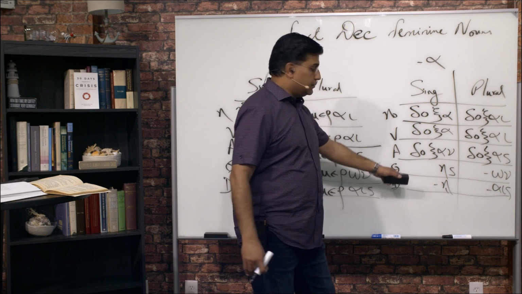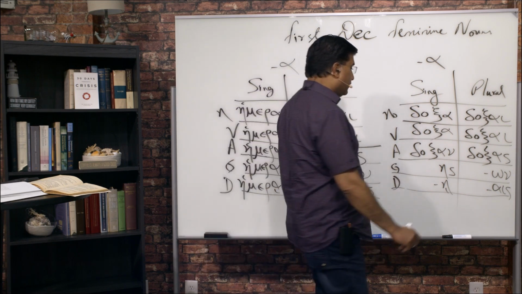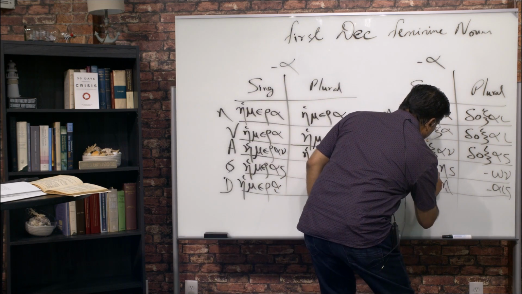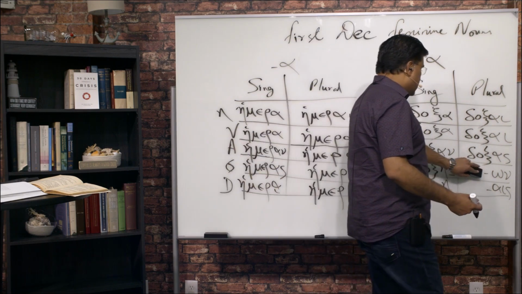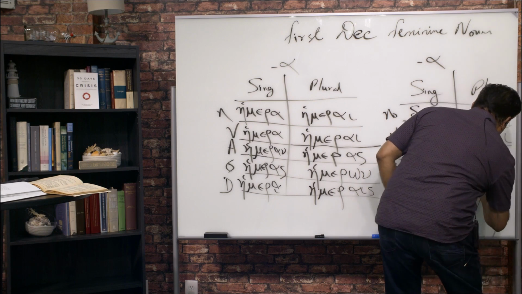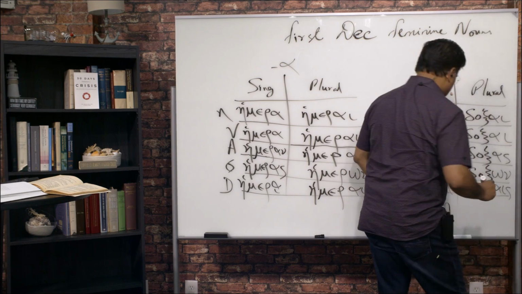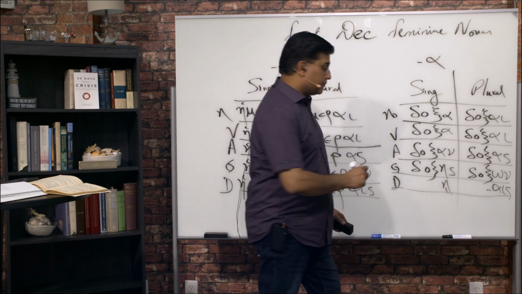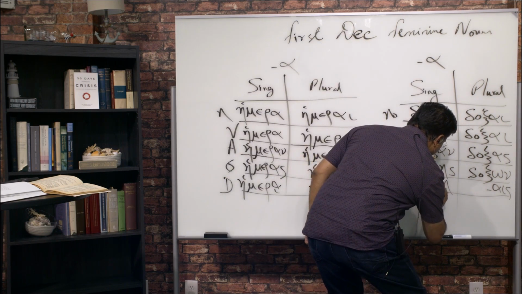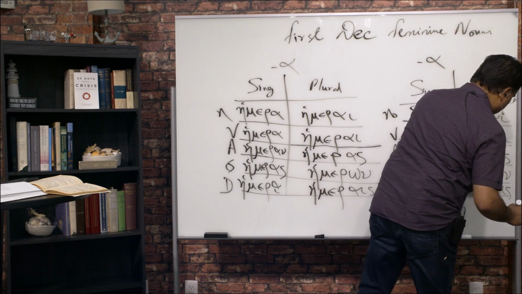And now we come to the genitive, of the glory. Doxes, of the glories. Doxon. And then dative, which would be to or for glory, doxe, and doxais.